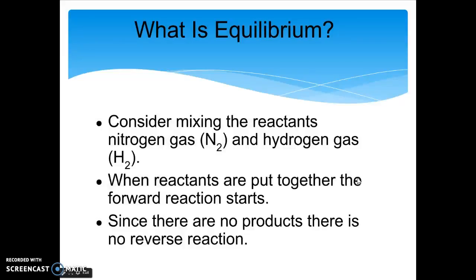Equilibrium. What is equilibrium? Well, let's first consider this concept. What if we mixed nitrogen gas and hydrogen gas together? Well, at first, the reactants would be put together and the reaction would start. So the hydrogen and nitrogen gas would begin to react. And since there are no products at the beginning, there would be no reverse reaction. There would just be the H2 and the N2 reacting in a forward reaction.